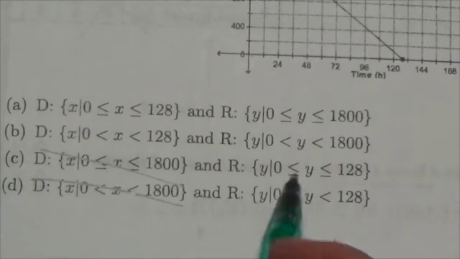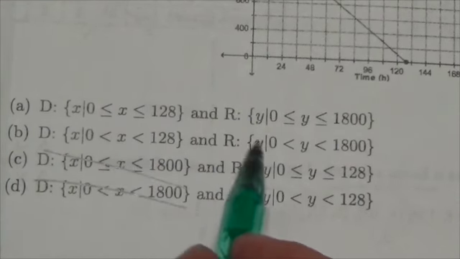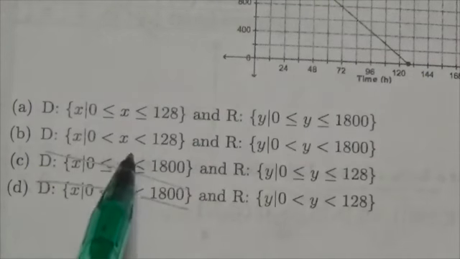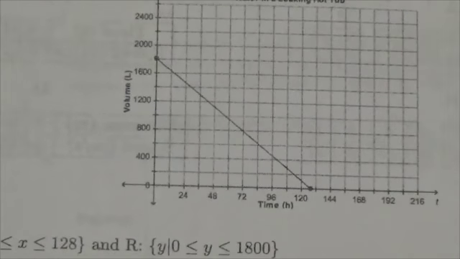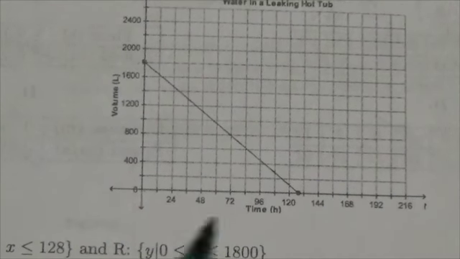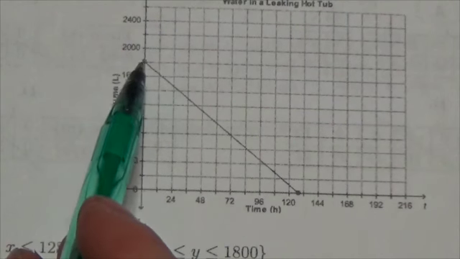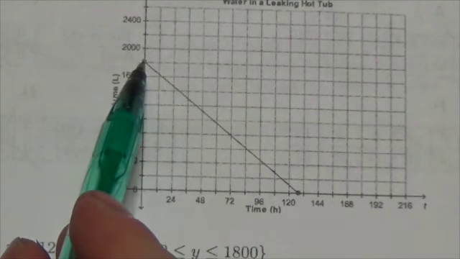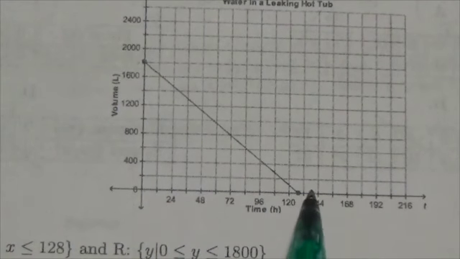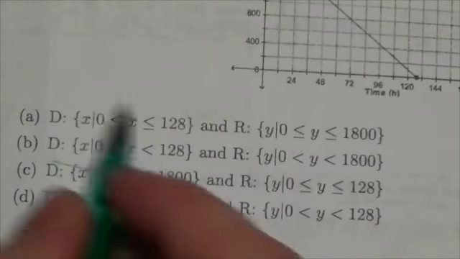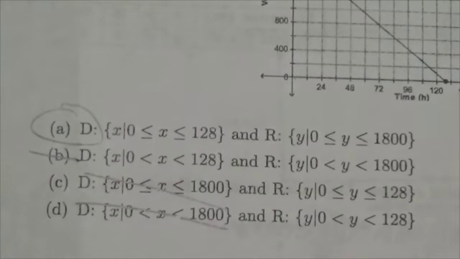Now look at the difference here. We have to be careful with this. What's distinguishing A from B is the "or equal to," including those endpoints. Let's take a quick look at our graph. Is our graph including those endpoints? Does it make sense to include the endpoints? Well, actually, yeah, it makes total sense, because it is possible to have an initial value of 1800 liters, and it is possible to have a final value at 128 minutes being 0. So yeah, it does make sense for us to include those endpoints. So B doesn't work here. The answer here would have to be A.